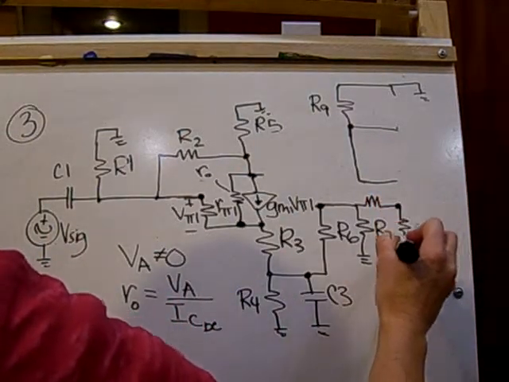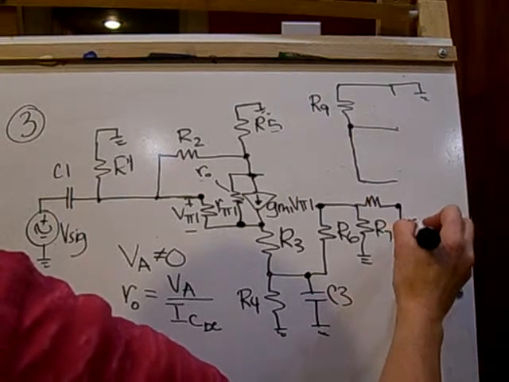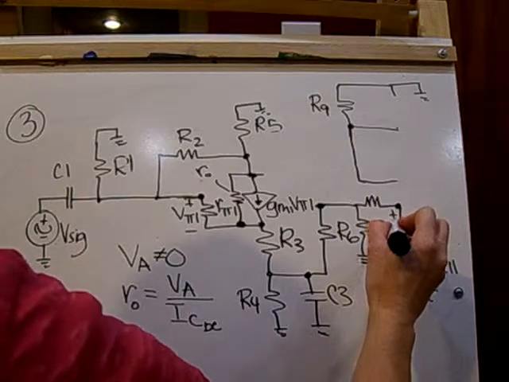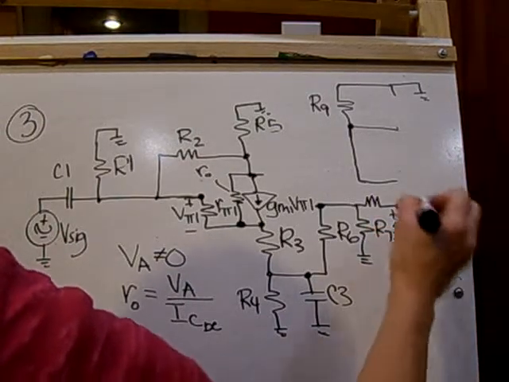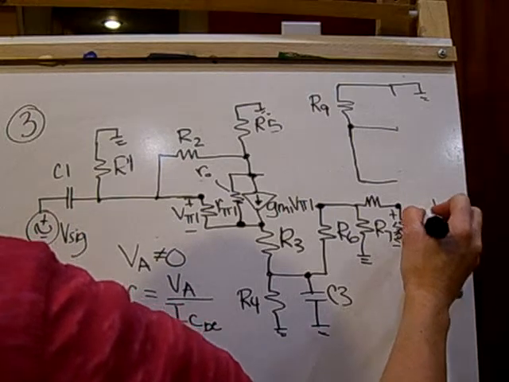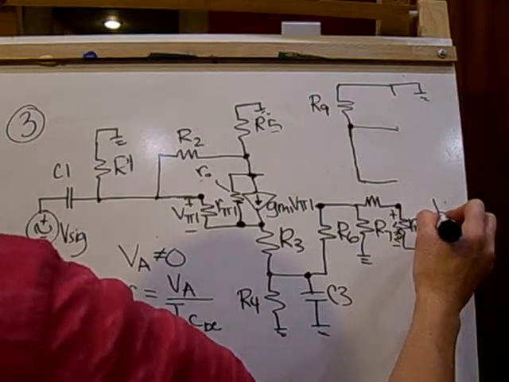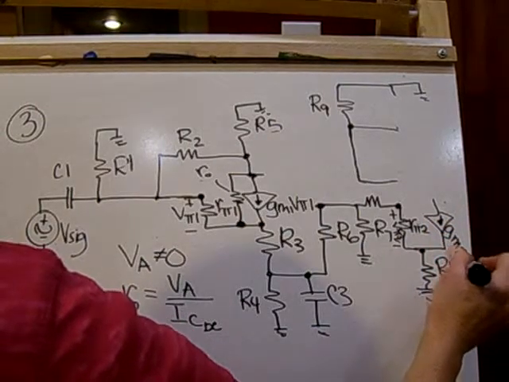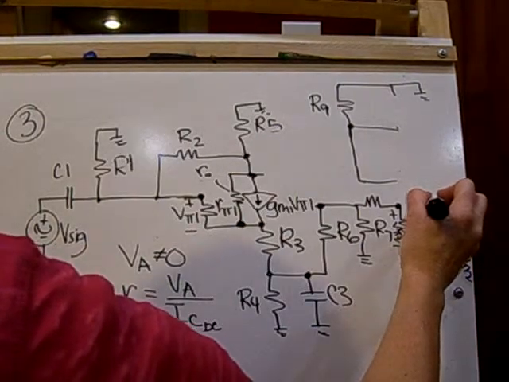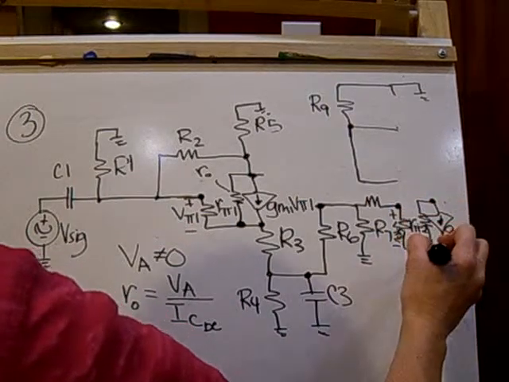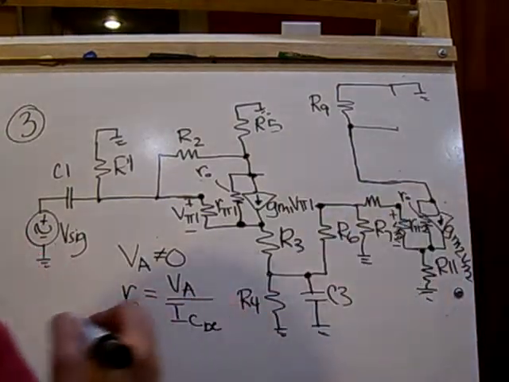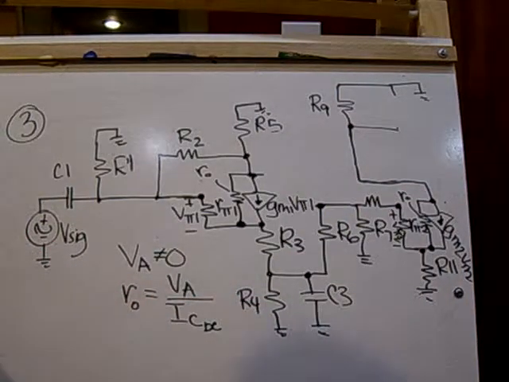Over here, again, the base, you connect R pi. This time it's R pi 2, and the voltage across it is V pi 2. The current source is GM 2 V pi 2. And in parallel to that is again RO. Then the rest of the collector is connected, and that is the hybrid pi with capacitors drawn in there.